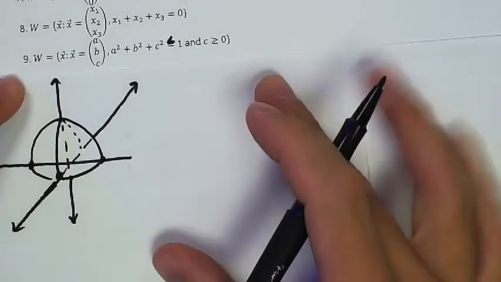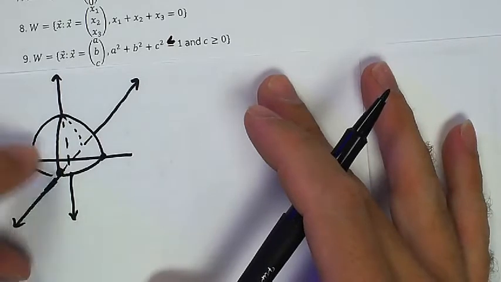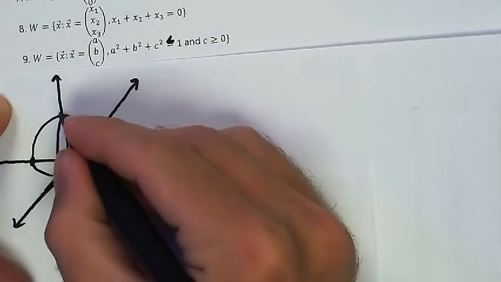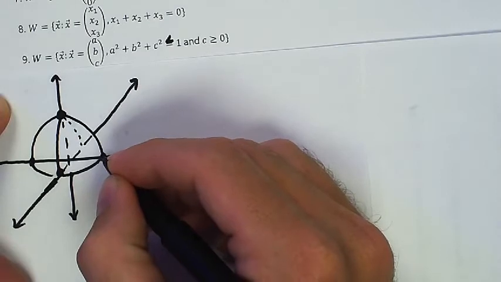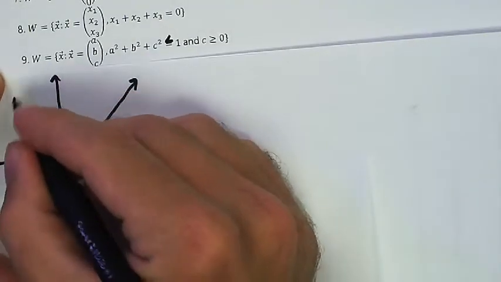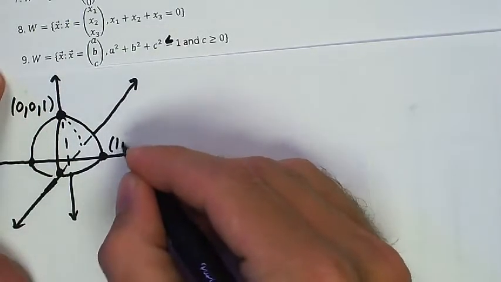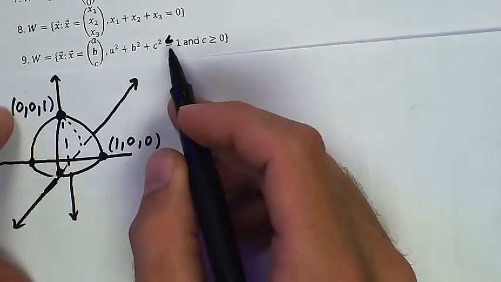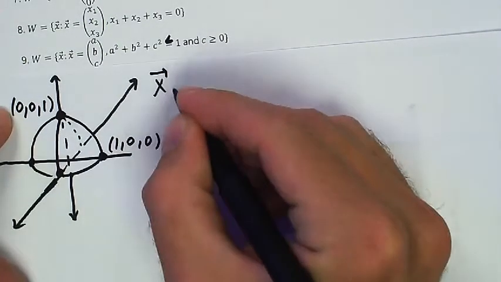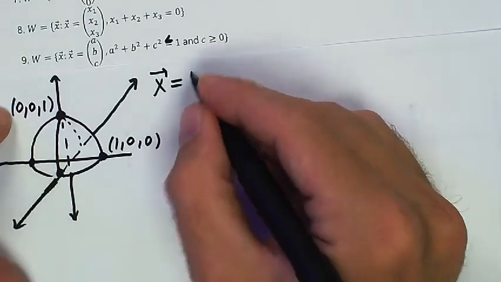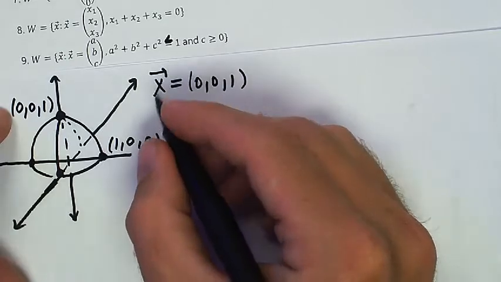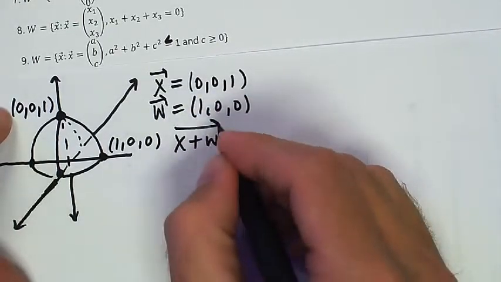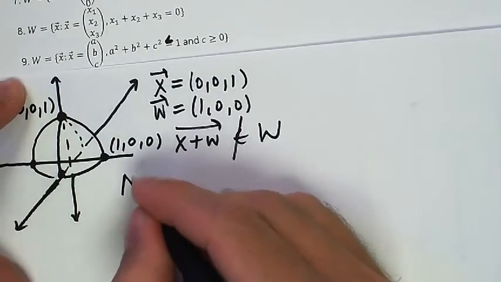And so I can say, all right, the 0 vector's in it, but I think it's not going to be closed under addition, because if I took this point here, 0, 0, 1, and added it to that point there, 1, 0, 0, I'd have 1, 0, 1. And that does not fit, because 1 squared plus 0 squared plus 1 squared is not less than or equal to 1. It's not in W, so this is not a subspace.